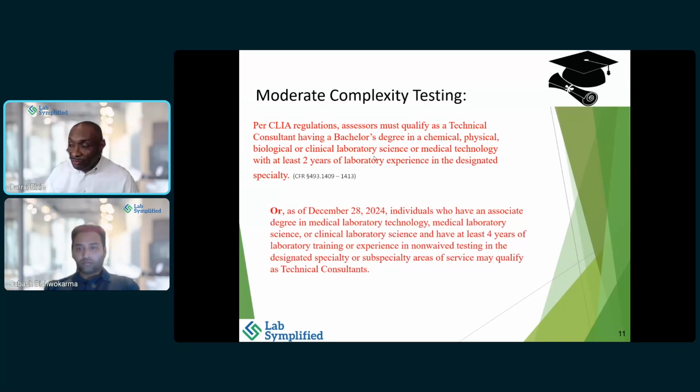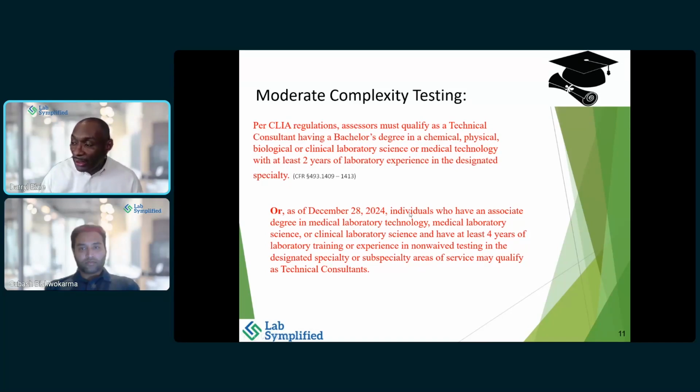As of December 28th of just last year, individuals who have an associate degree in medical laboratory technology, medical laboratory science, or clinical laboratory science and have at least 4 years of laboratory training or experience in non-waived testing in the designated specialty or subspecialty areas of service may qualify as technical consultant. Two things here when they say non-waived testing and designated specialty or subspecialty. Usually that's okay if the person is a generalist where you do all the tests in the laboratory: urine, blood bank, chemistry. If you're a generalist, all of that you can have simultaneously gaining that experience.